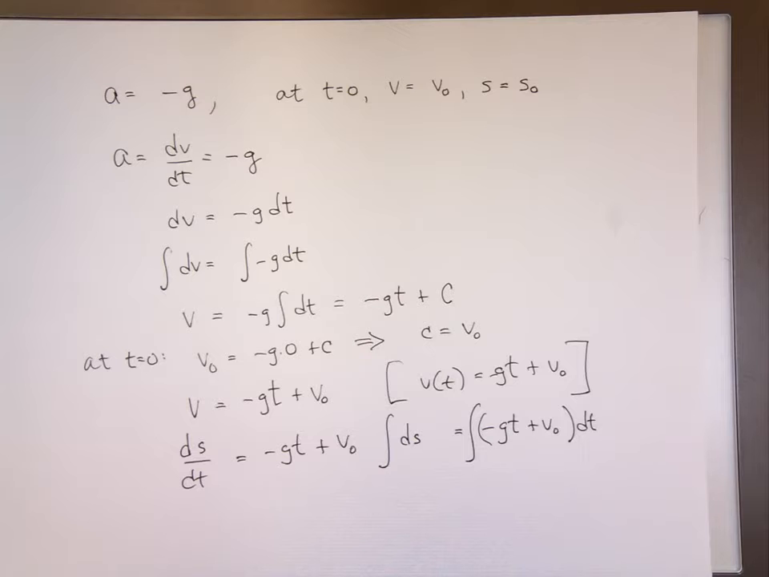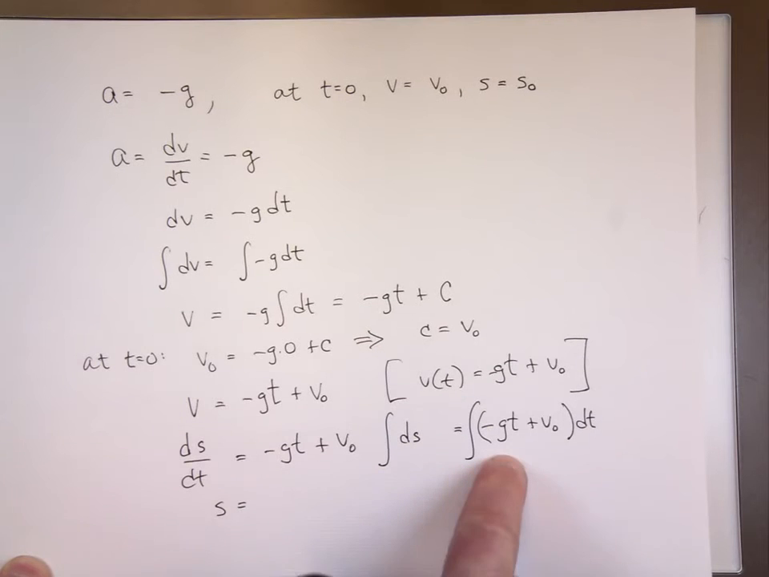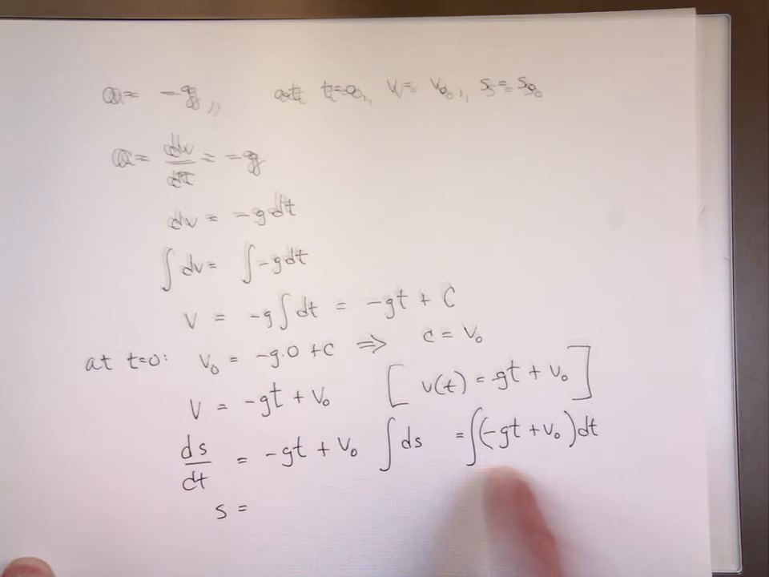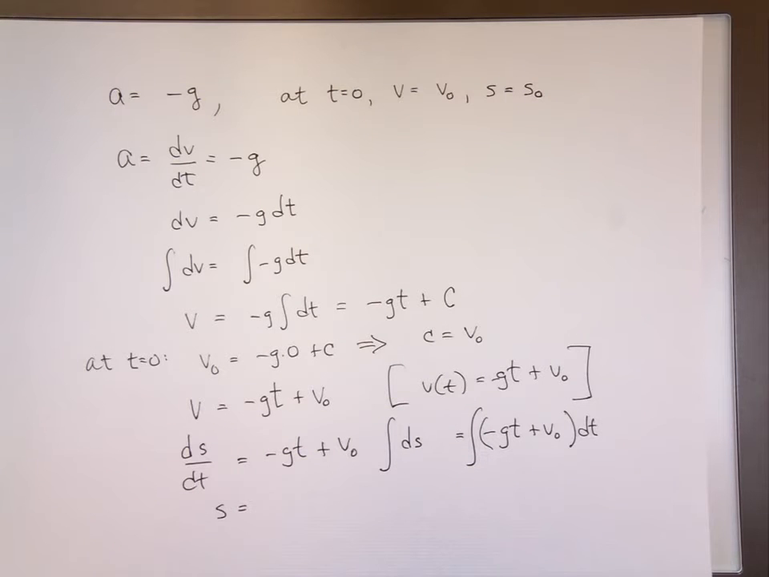What's the integral of ds? S. That's our position at any time t. What's the integral of negative gt, given that g is a constant? Is it positive gt? What is it? Negative gt squared over 2. Yes. Okay.